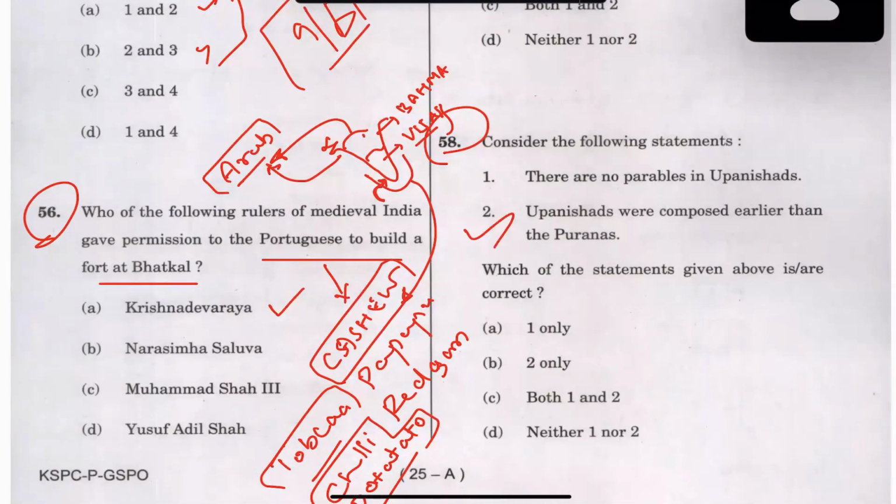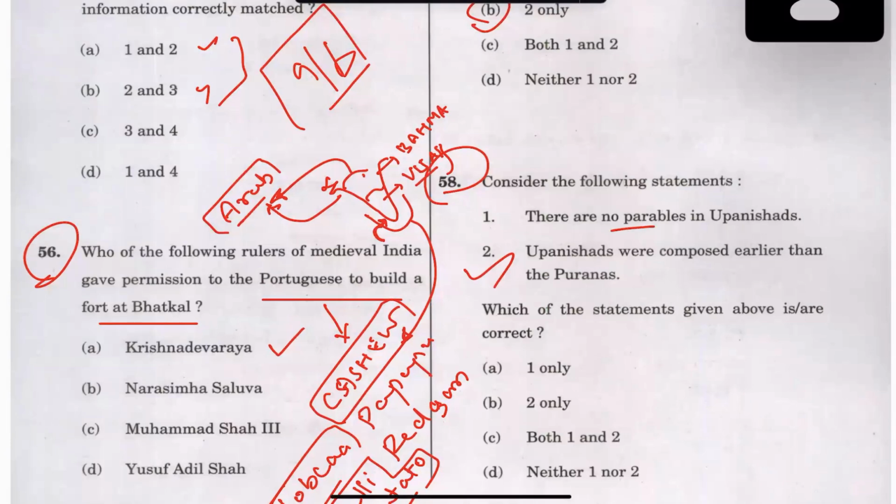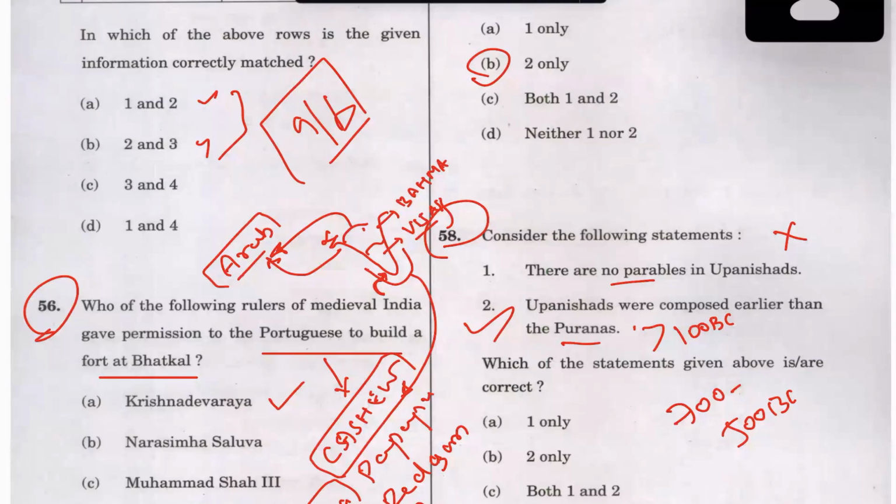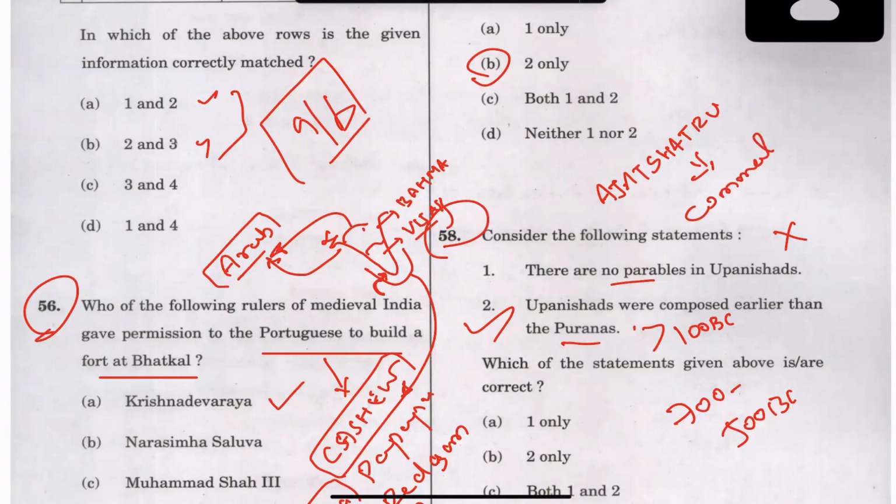There are no parables in the Upanishads. No, this is true. Puranas came a little later, even after 100 BC. Upanishad was 700, no, 500 BC. So this is greater than this. This is true. No parables, yet in our NCERT there is a parable of Ajatashatru, the commander of Ajatashatru meeting Buddha, like this.